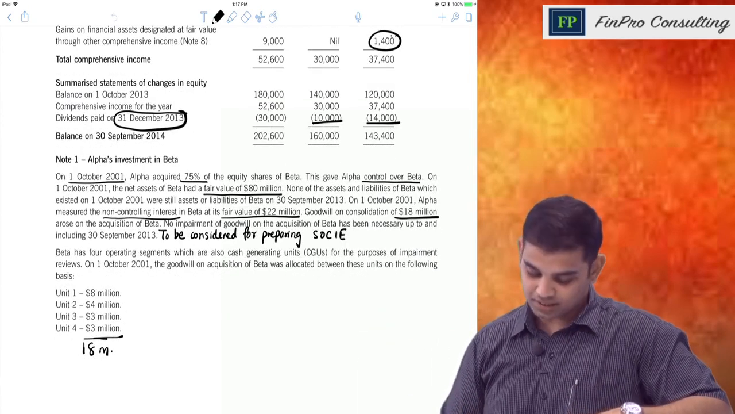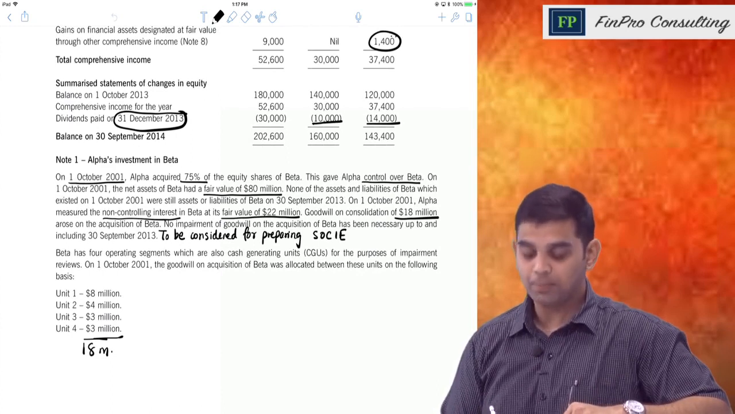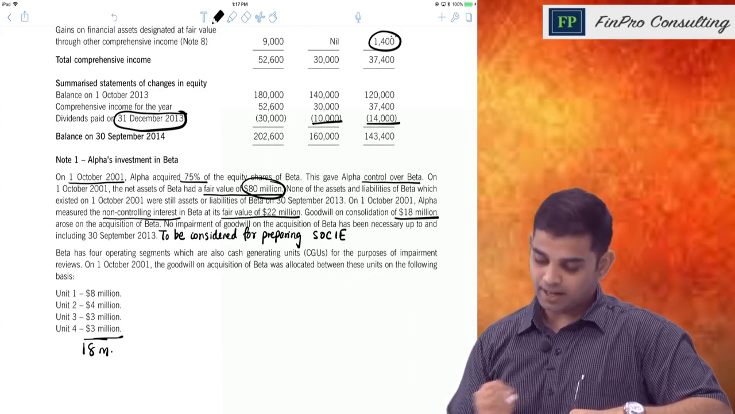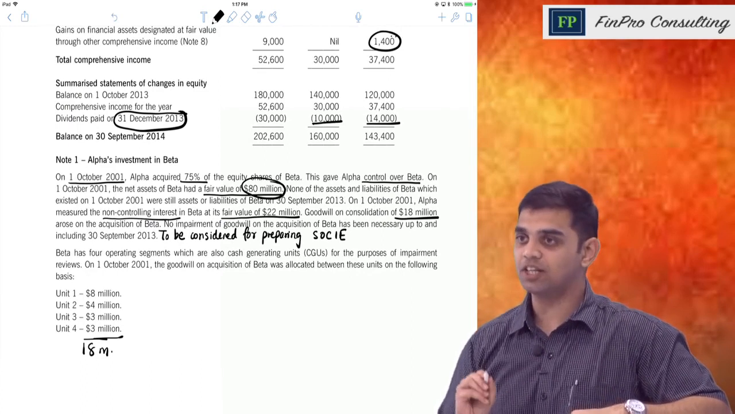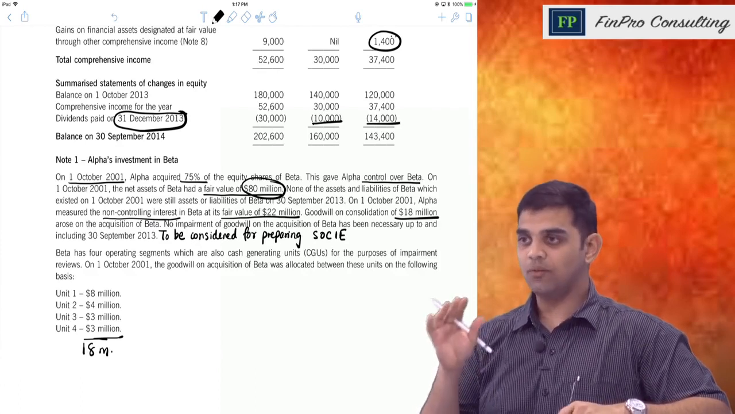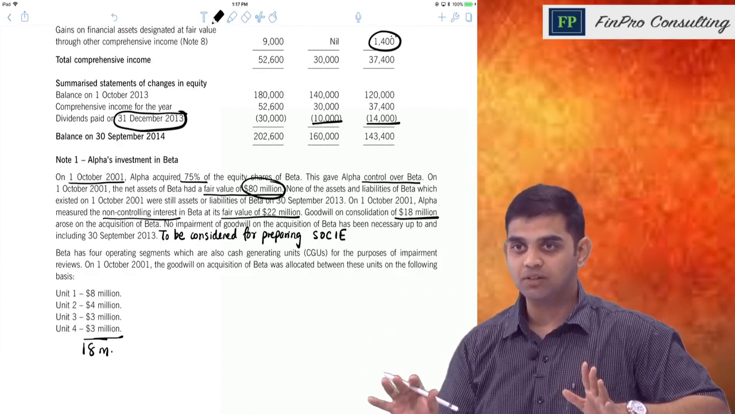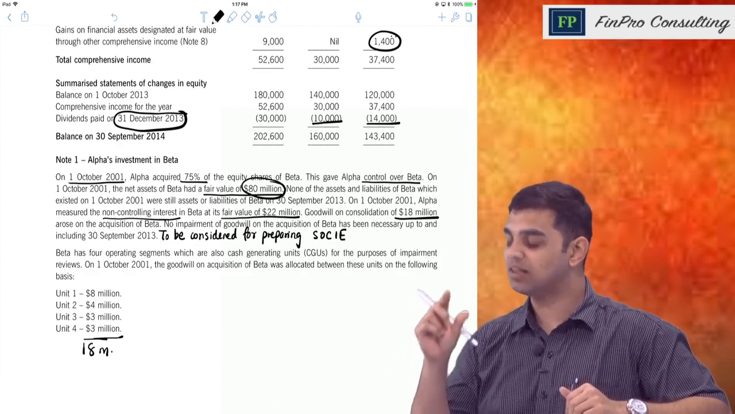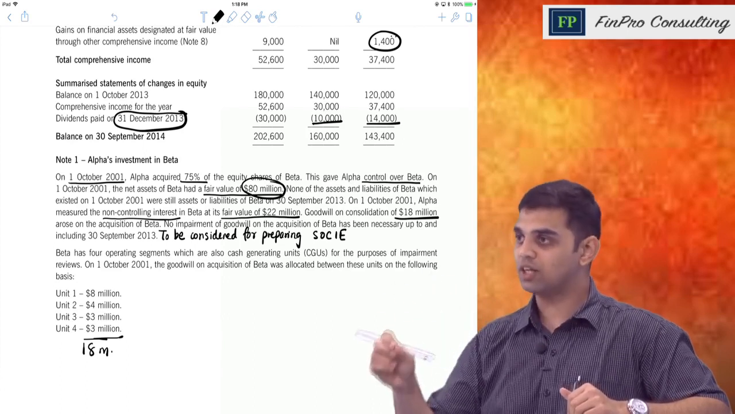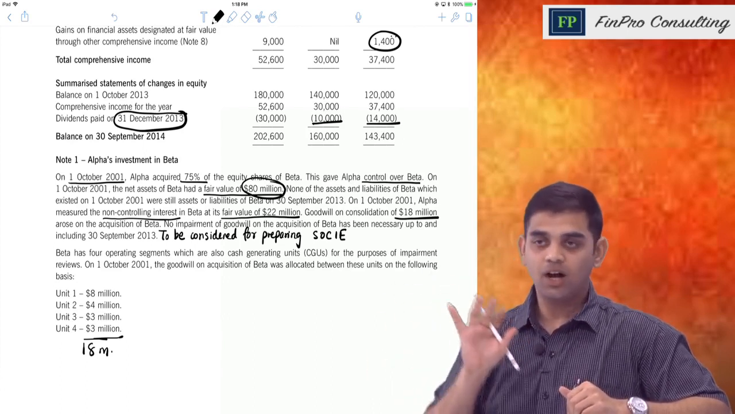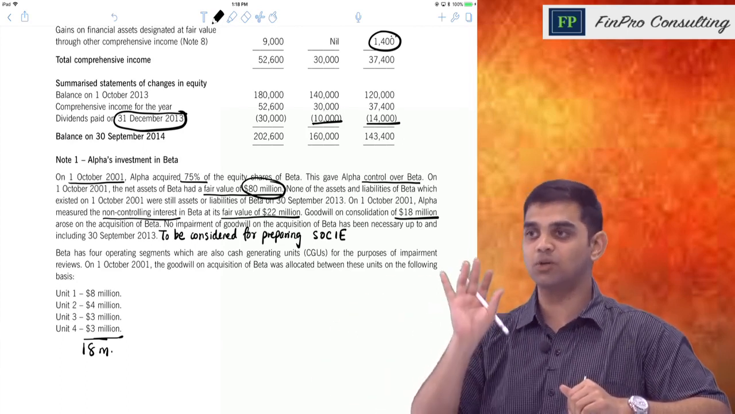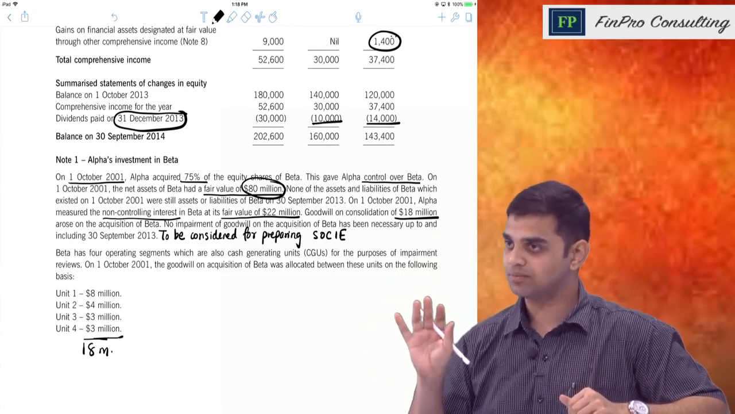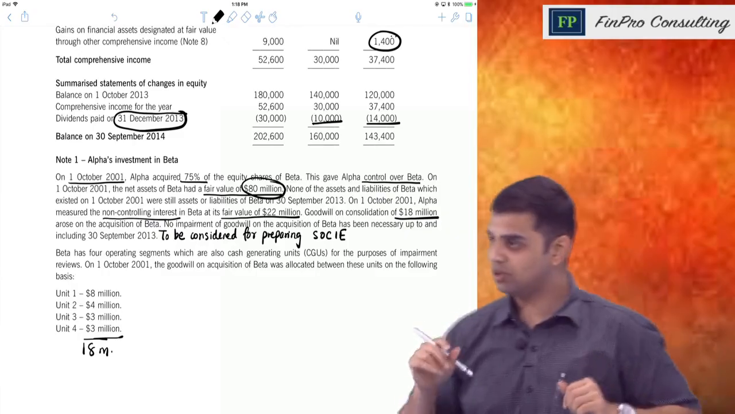or post-acquisition net assets? They have given here that when they acquired beta, the fair value was 80 million. And now the total net assets are 1,40,000. So when you acquired, the net assets were 80,000. Now it is 1,40,000. That means there is a post-acquisition increase in net assets of 1,40,000 minus 80,000, 60,000. Out of it, 75% is attributable to alpha and the balance 25% is attributable to non-controlling interest. Are you getting me? So let's compute the opening balance.